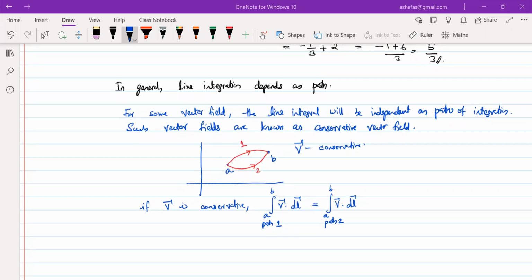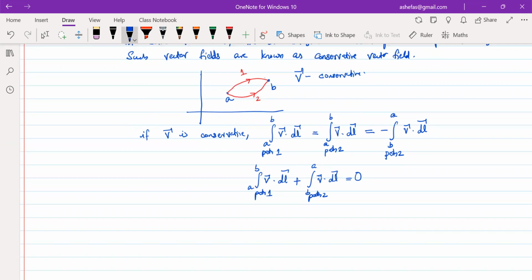Okay, now in this path 2 integration, we can change the limit of integration. If we change the limit from B to A, we can put a minus sign. Okay, so the integration from A to B through path 1 is the same as minus the integral from B to A through path 2. So if you take the last term to the left side, then we can write the integral from A to B of V dot dl through path 1 plus the integral from B to A of V dot dl through path 2 equals 0.